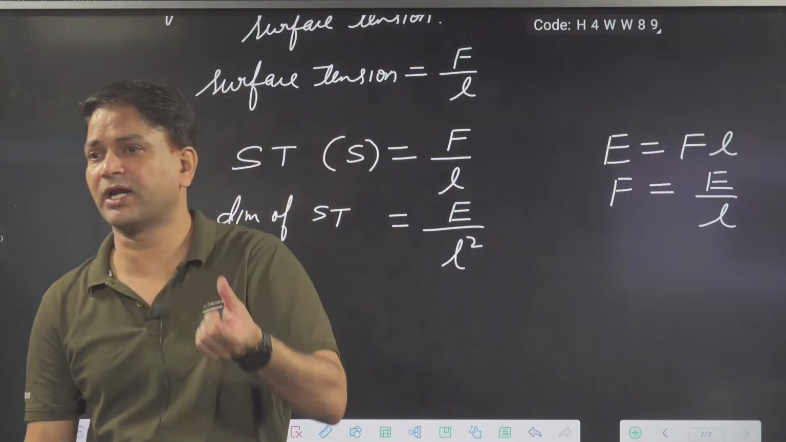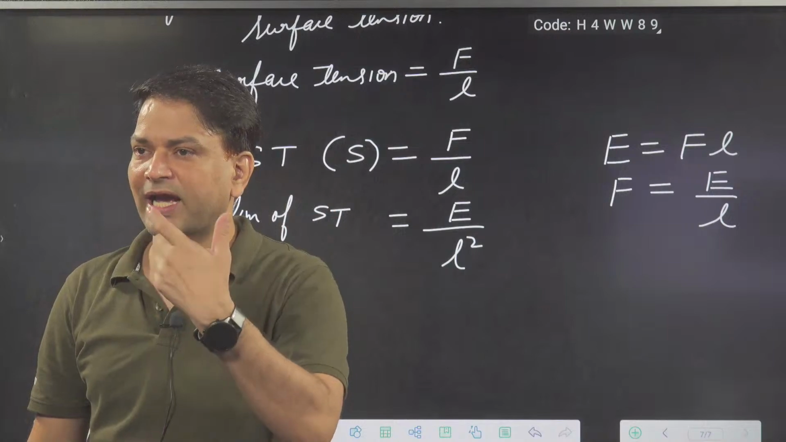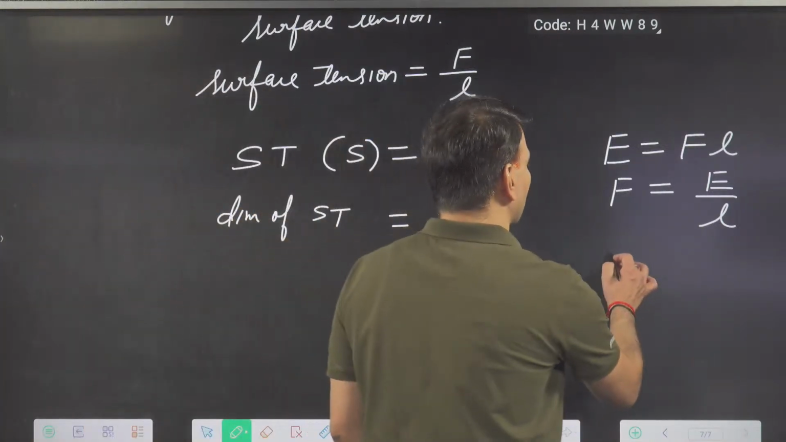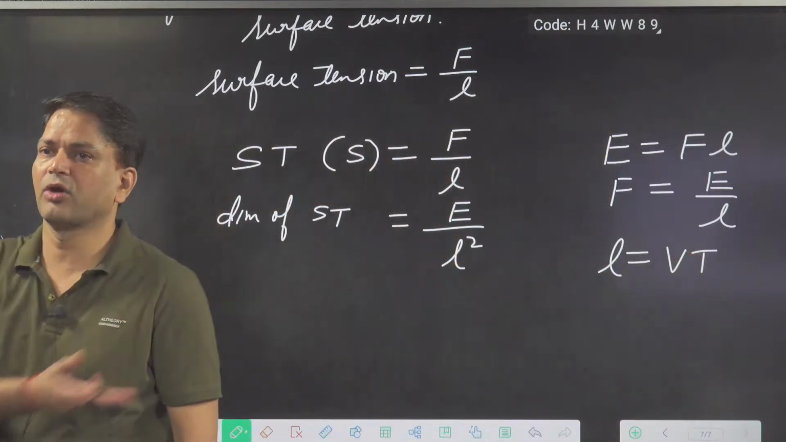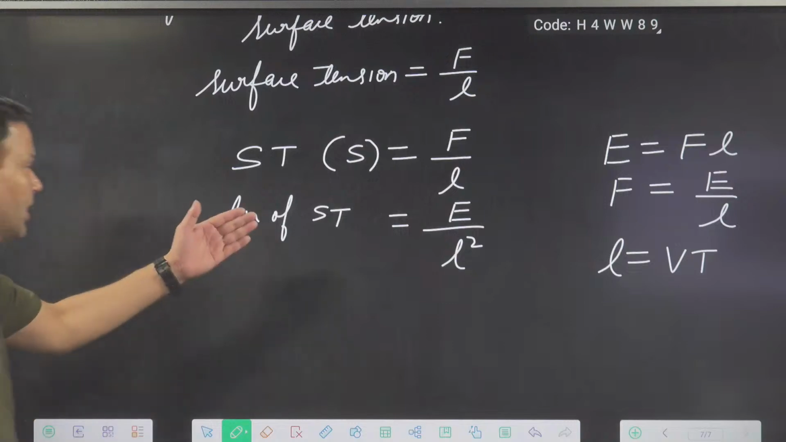Velocity and time are fundamental. L is the displacement. What is the L I can put in terms of velocity and time? So L is equal to Vt. L is equal to Vt. Just now we have used it in some problem. L, what can I write? Vt. Now I can put it here.